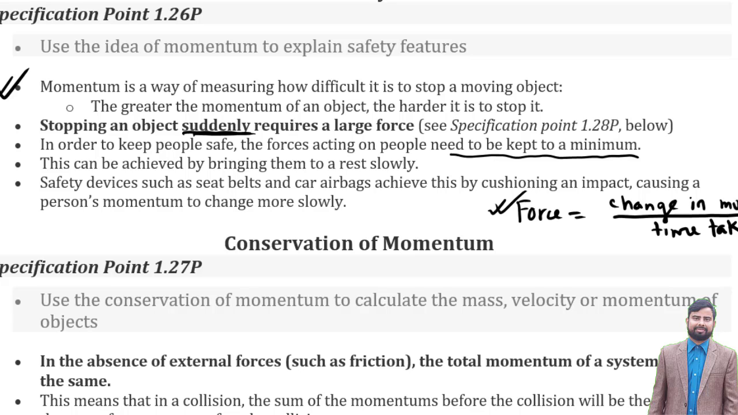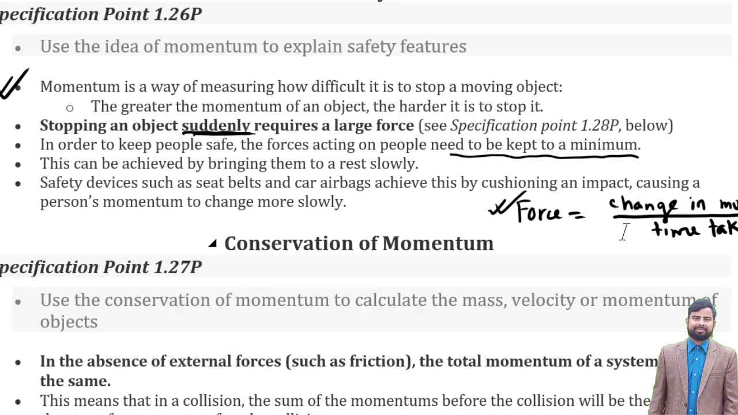That means we can reduce the amount of injury by reducing impact force. How can we reduce impact force? By increasing the time of collision by using a seat belt or airbag. This safety feature increases the time of collision, the time taken to stop something. So impact force will be reduced, and then the amount of injury will be reduced during a car crash or any car accident.